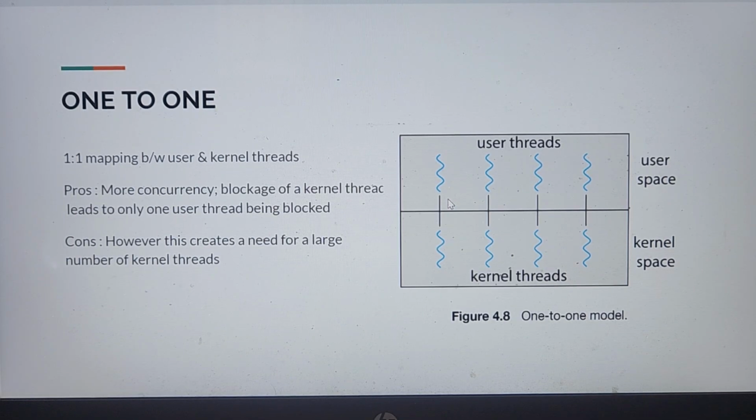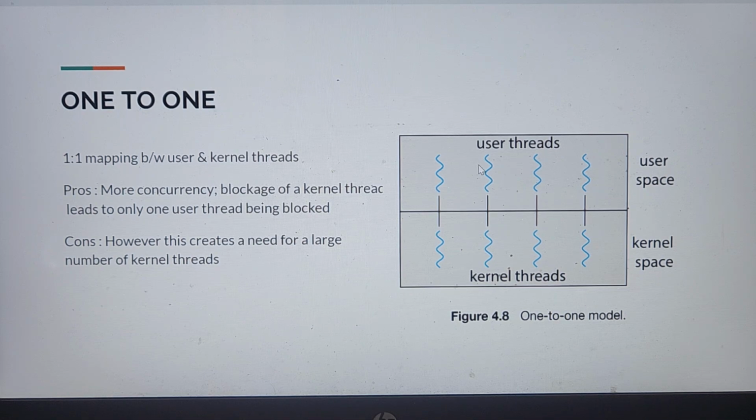So we came up with something called the one to one, which, as the name suggests, means for every user thread you have a separate kernel thread. So the idea is more concurrency in the sense that if this user thread needs kernel support, it will ask the kernel thread corresponding to it. So if two user threads need support at the same time, they will ask their respective kernel thread, so nobody has to wait for another thread to finish.